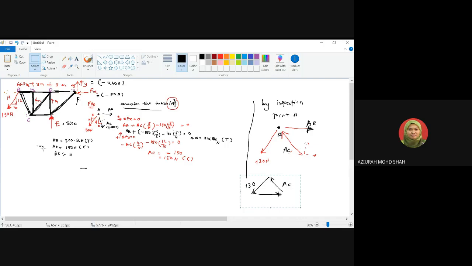Itu saja. Okay. So, ada 4 minit. Hopefully we can finish this one. Untuk join A saja, kita ada lagi banyak join lagi tak habis ni. Okay, so sambung lagi.